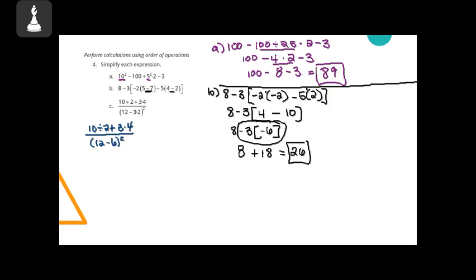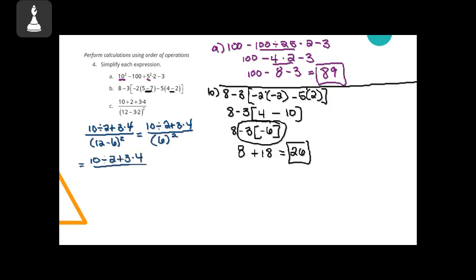So keep working here. I'm still working on the bottom. 10 minus 6 in parentheses is 6, which I then need to square. So now I'm going to do that exponent part. Still not touching the top, doing one piece at a time. 6 squared is 36. So now I can do the top.